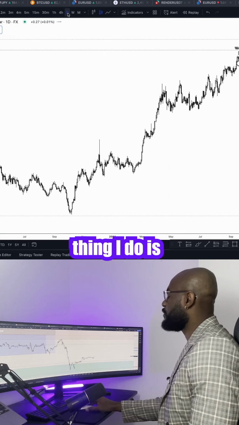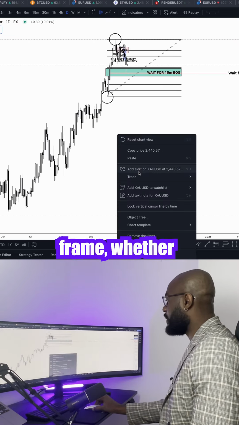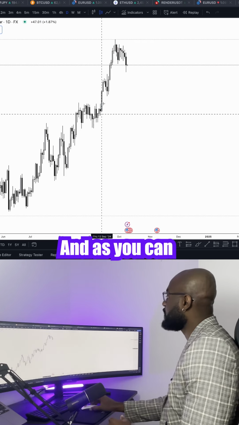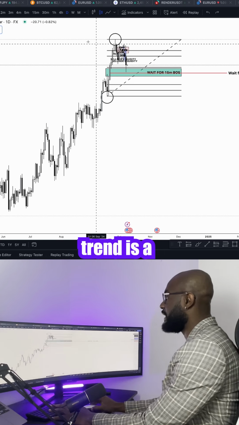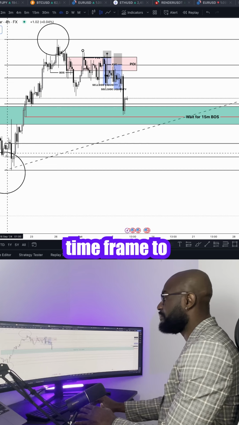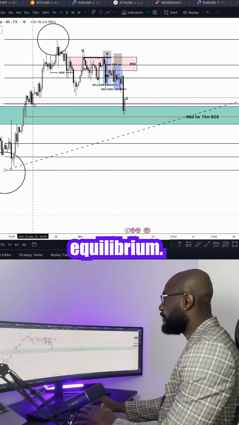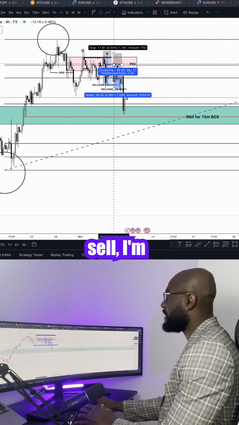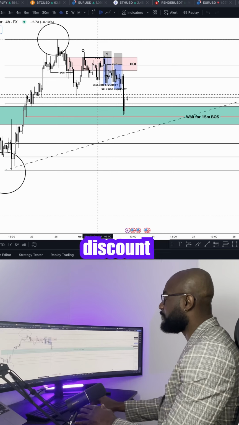The first thing I do is to understand the overall market structure on the daily time frame, whether it's bullish or bearish. And as you can see right here, the overall market structure is bullish and the counter trend is a sell. Now the next thing I do is to go to the 4-hour time frame to derive my overall low, overall high. And right here, this is equilibrium. So if I'm looking for a sell, I'm anticipating for price to drop into equilibrium going into the discount position.